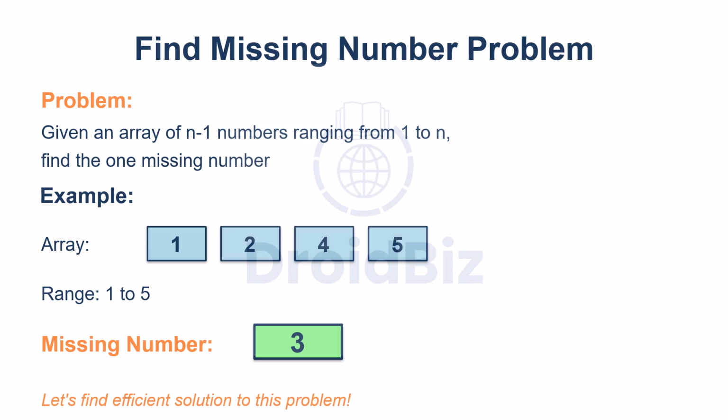Hello everyone. Today we're solving the find missing number problem. Here's the problem statement. Given an array of n-1 numbers ranging from 1 to n, find the one missing number.